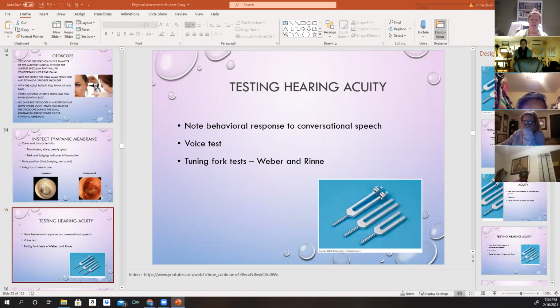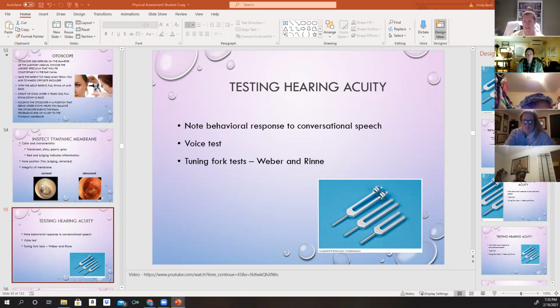And then testing the hearing acuity. You would do this because you would want to note behavioral responses to your conversational speech. You can do a voice test, which they do in ENT's offices, or you could use these tuning forks, which were created by Weber and Rhine. I have never, ever seen a tuning fork, and I have never, ever used one. It is not an accurate measurement tool that we use today, is what the book tells us. I've never seen it. I don't work for an ENT.